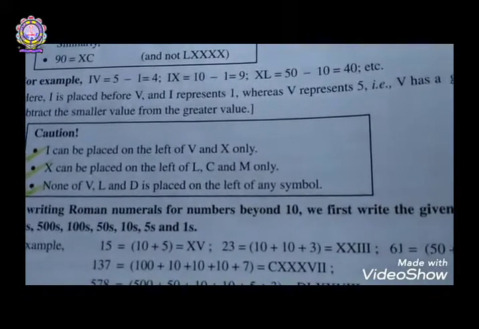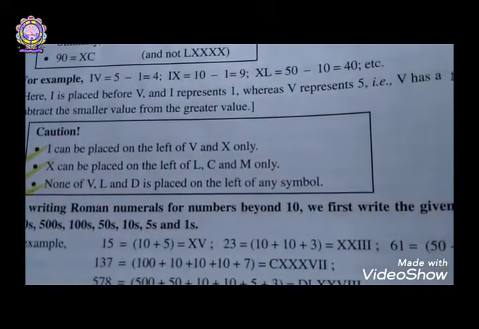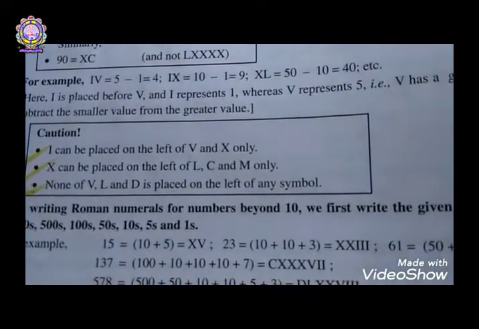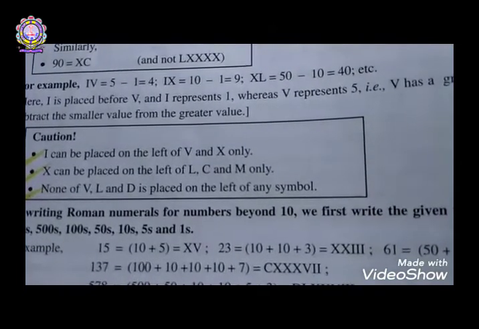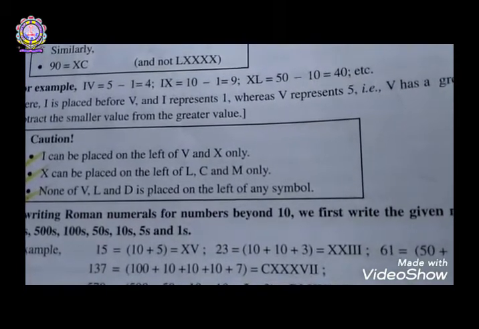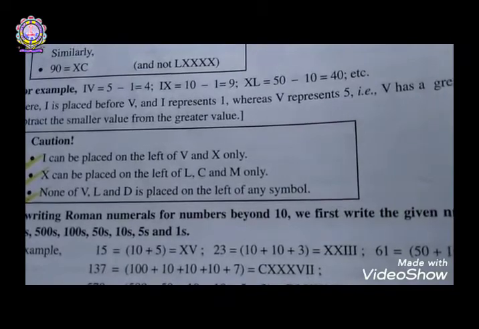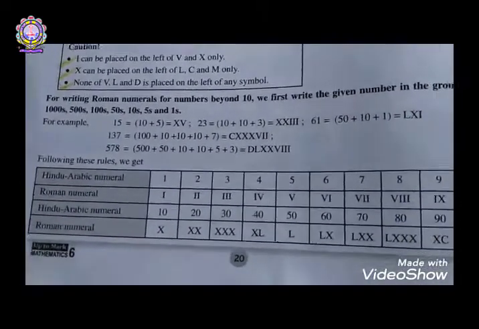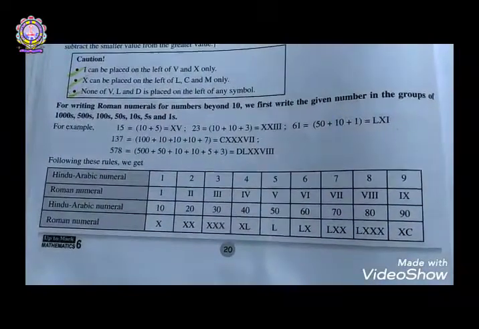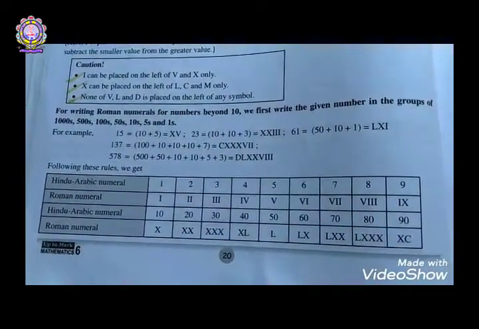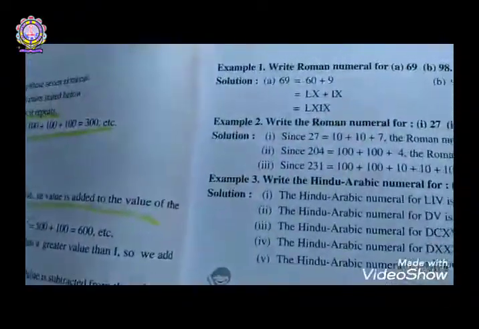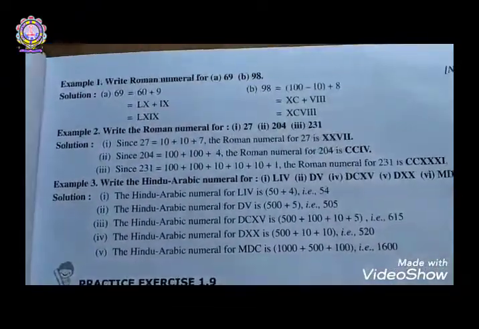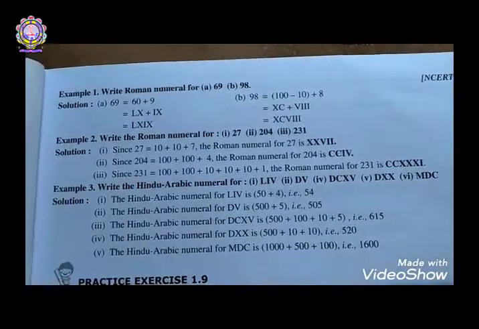Cautions. I can be placed on the left of V and X only. X can be placed on the left of L, C, M only. None of V, L, D is placed on the left of any symbols. So observe this table also given there and be careful. Some examples are also given. So you can watch the examples here.